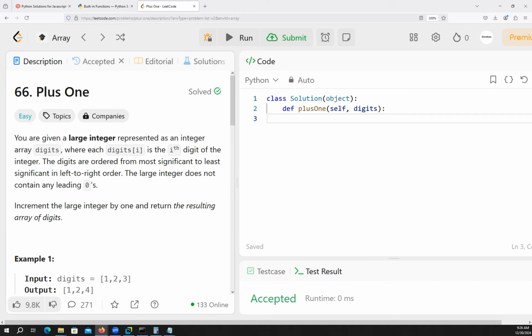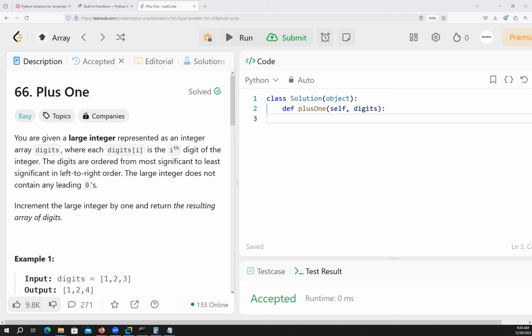Hey. Today, looking at Plus One on Leetcode, and this is a Python exercise. Yeah, this is Python, that's right. Just resetting here. Yeah, back in Leetcode.